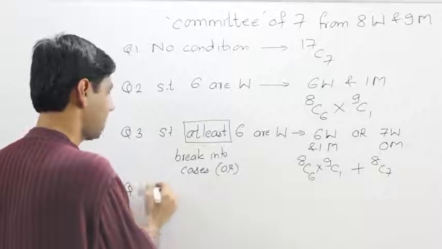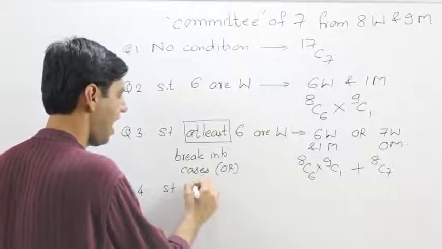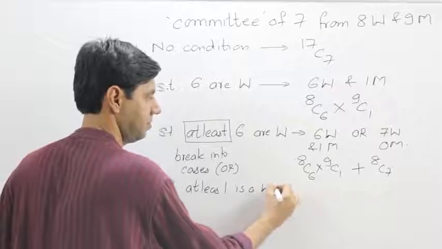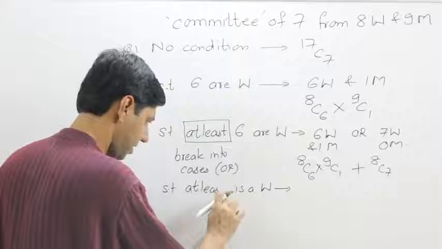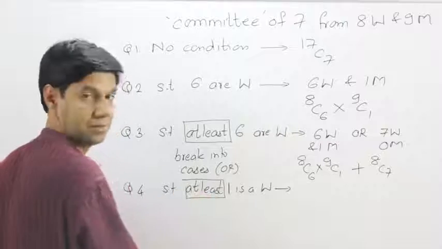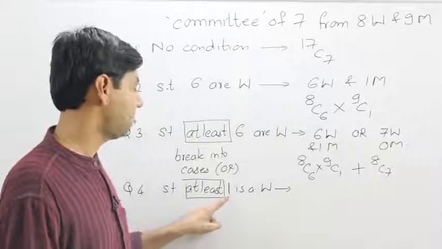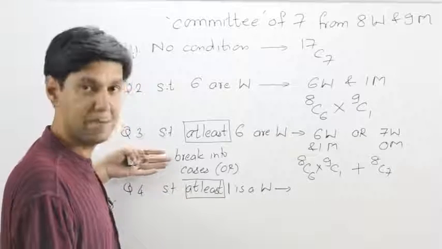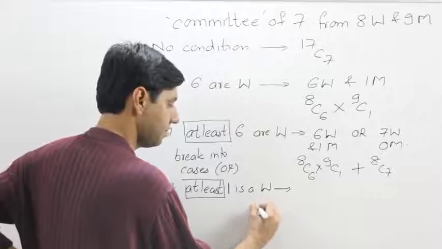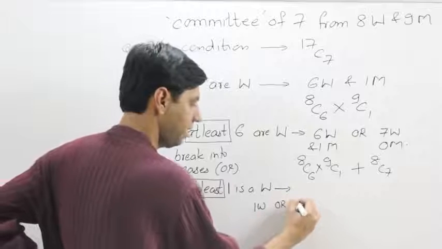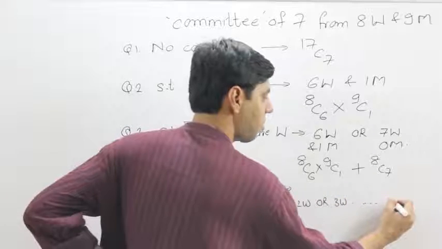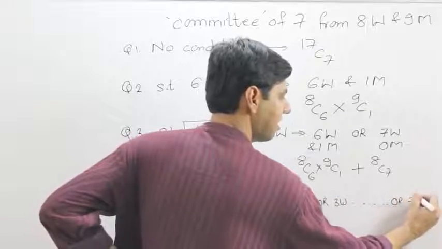And one more question here. Let's say such that at least 1 is a woman. Now the word at least is still here. And how many should be women? There should be at least 1 woman. So if I consider the same as the previous one and break it, I would have cases where there could be 1 woman, or there could be 2 women, or there could be 3 women, and so on. If I continue this thought process till the last case, or there are full 7 women.